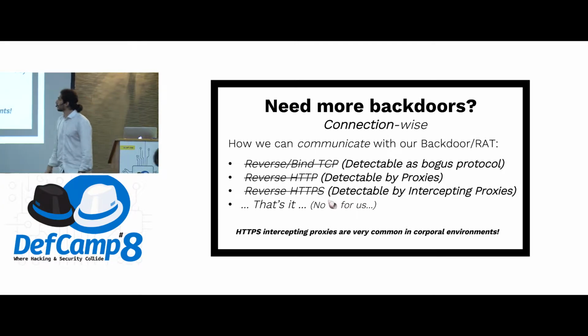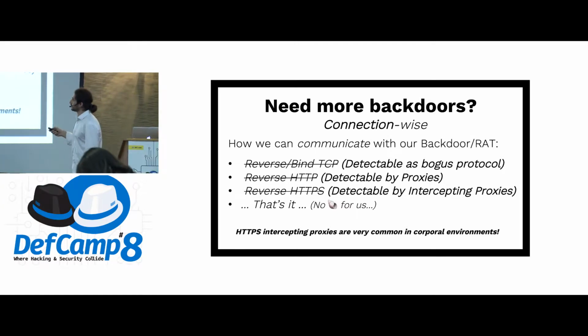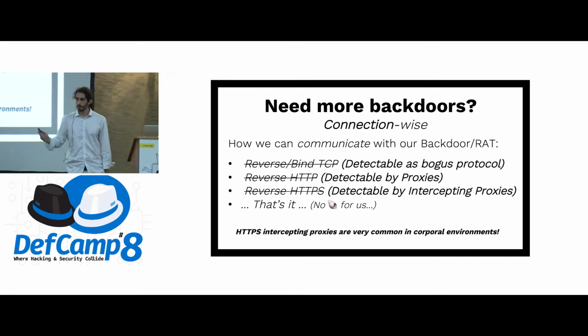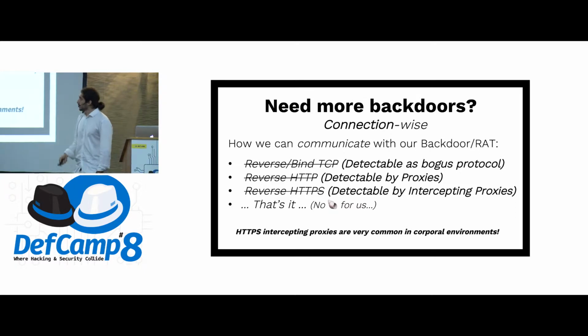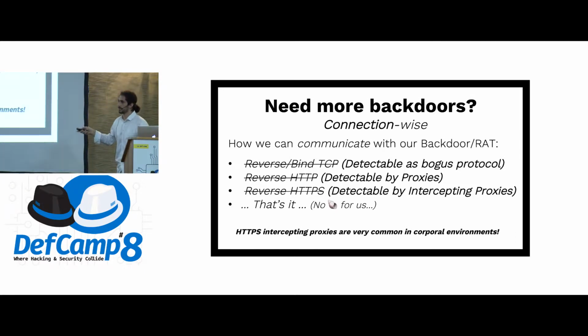So we need more backdoors because this thing happens. If we are in a corporate environment, we have proxies that pretty much block HTTP and HTTPS, because proxies also decrypt HTTPS and see inside the HTTP packets. So they can detect them better. They do. You won't get a shell back. Most of the time you won't get a shell back from a corporate environment that's well made.